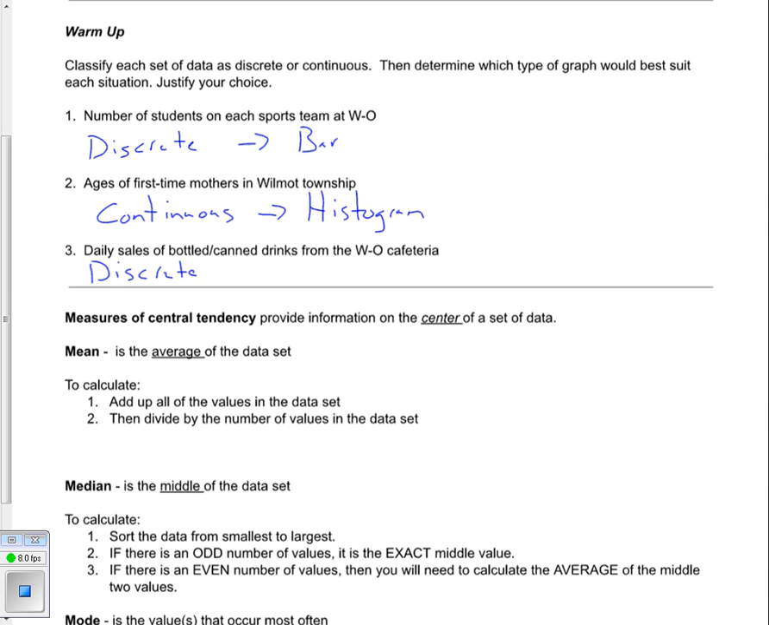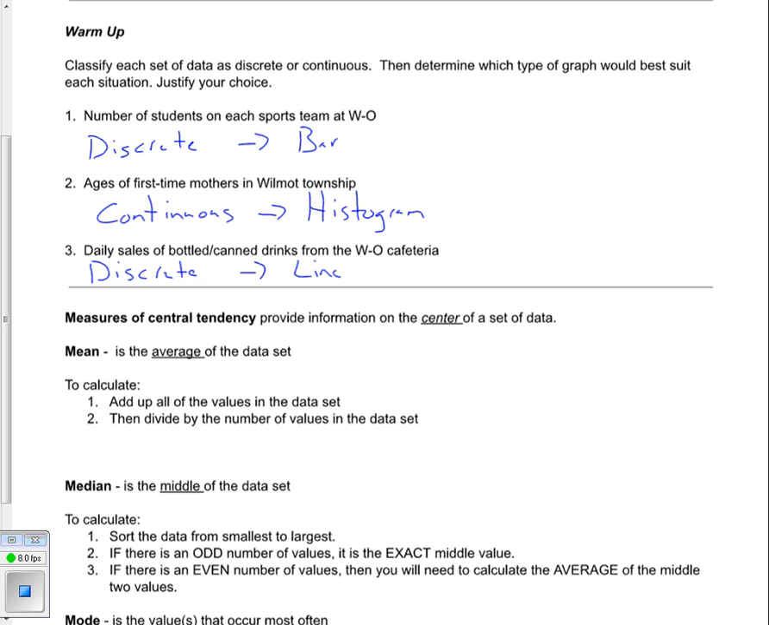But if you're looking at it over the period of September to the end of June, for example, a line graph would be the best way to show the trends of people purchasing soft drinks over the course of an entire year. So I would argue that this is probably best written as a line graph.